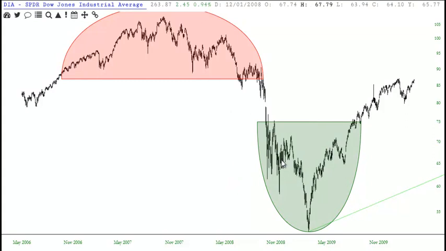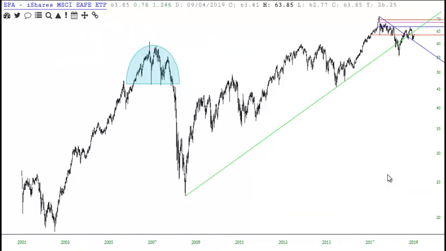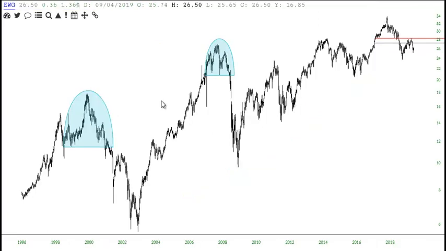And you can see here the left shoulder, the head, and the right shoulder. And just as with the topping pattern, it's helpful if the right shoulder is lower than the left shoulder, implying weakness. So too, on a bullish pattern, you want to see the right shoulder higher than the left shoulder, as it is here, which implies strength, gaining strength. This is EFA. There's a pattern right there. I'll go through these a little more swiftly because I think you get the idea.